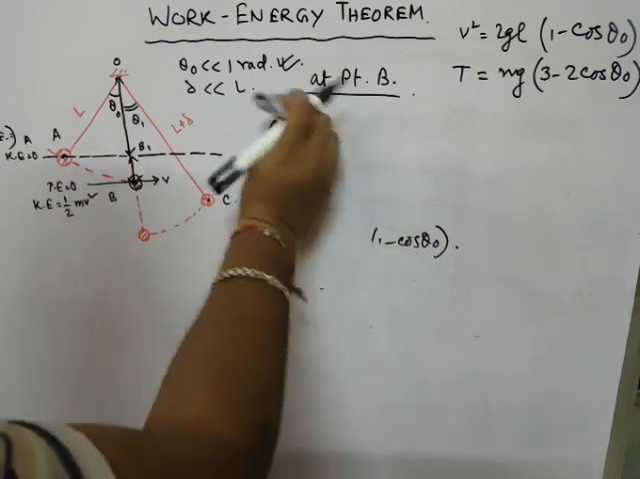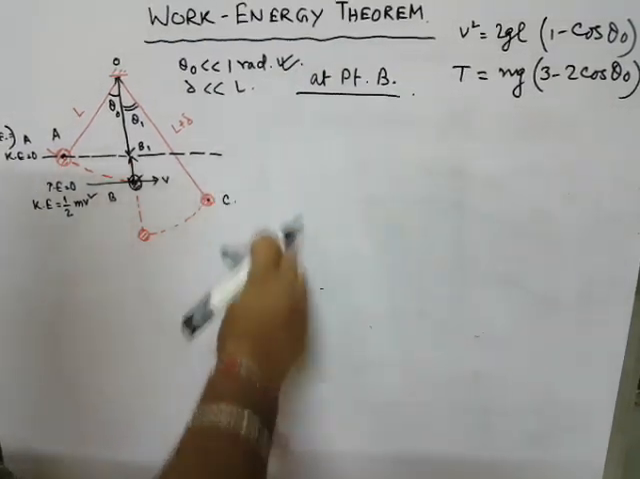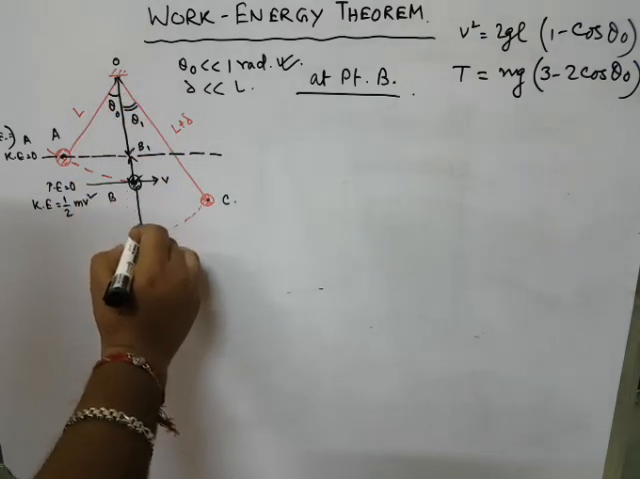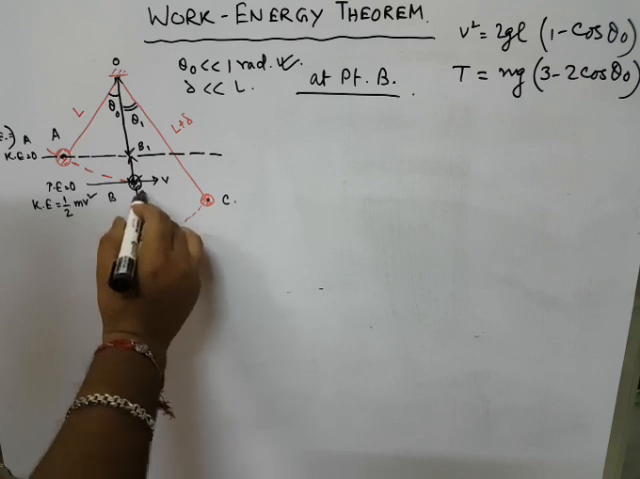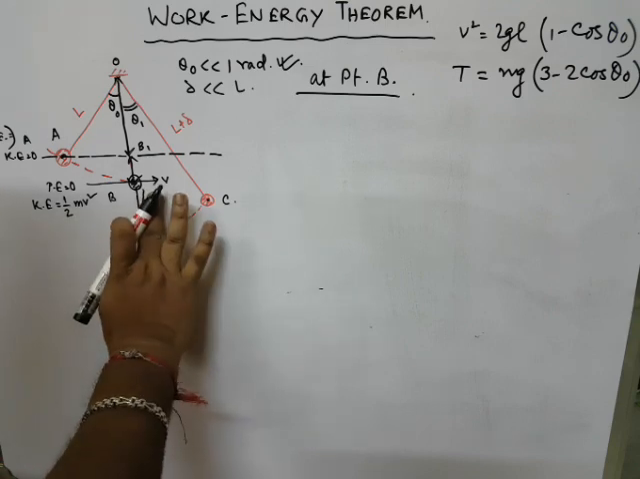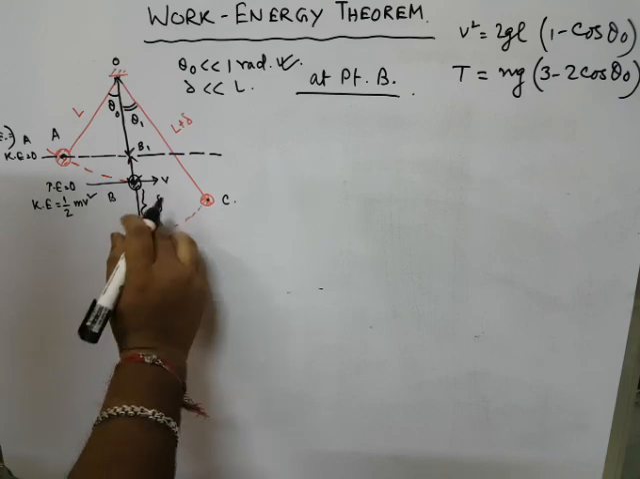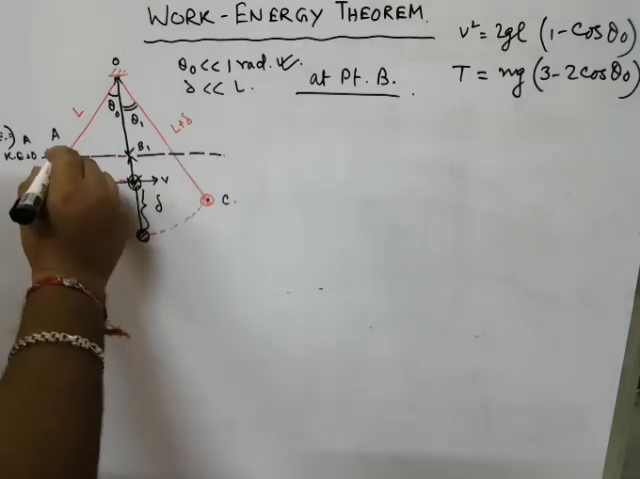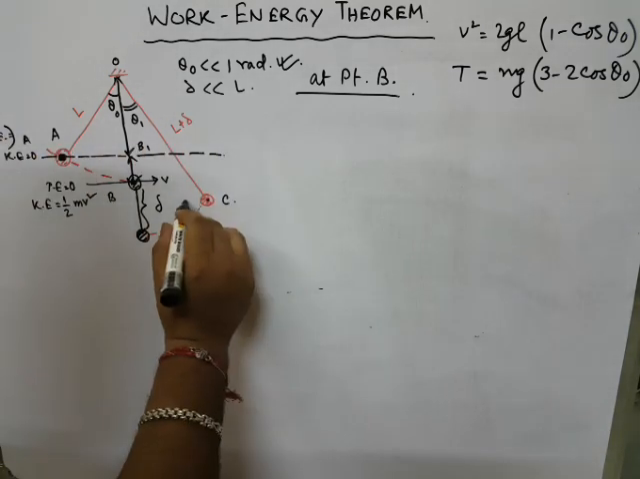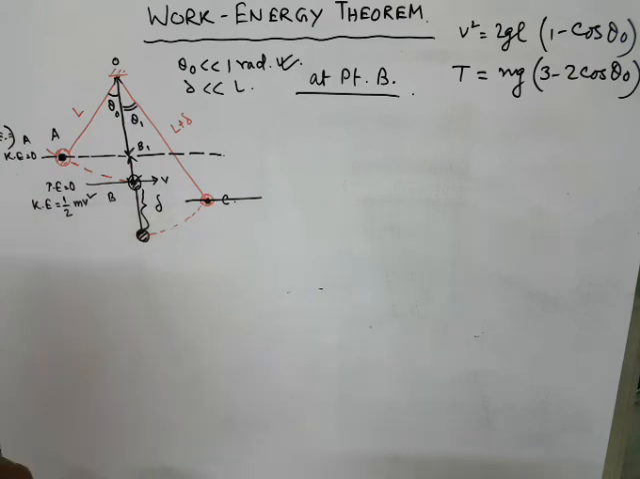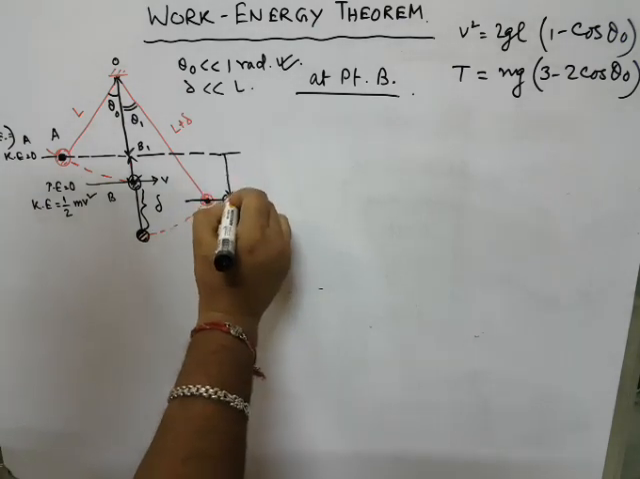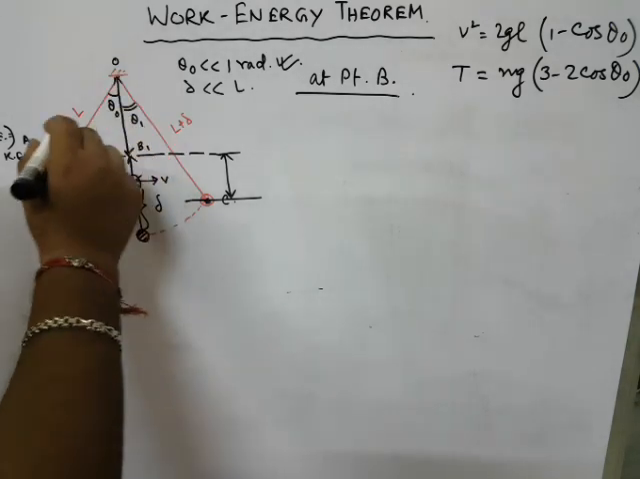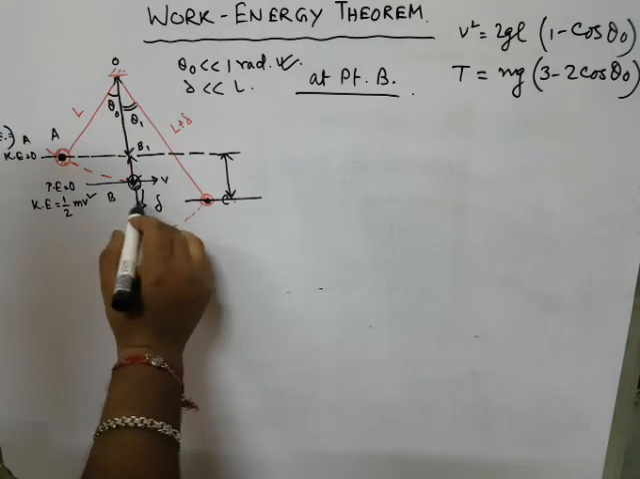Let's move on to the next part of the problem. Now the pendulum slips by an amount delta. This one is your delta. If you can see, this is the extreme position at the left side, and this one is the extreme position at the right side. What is the difference between these two? We have already seen that OB1 is L cos theta naught. So now what is this height?